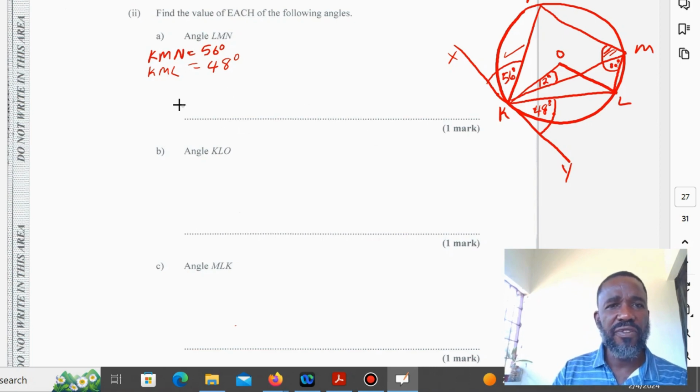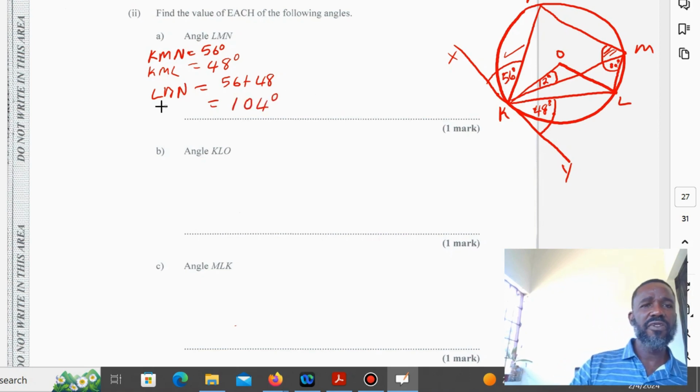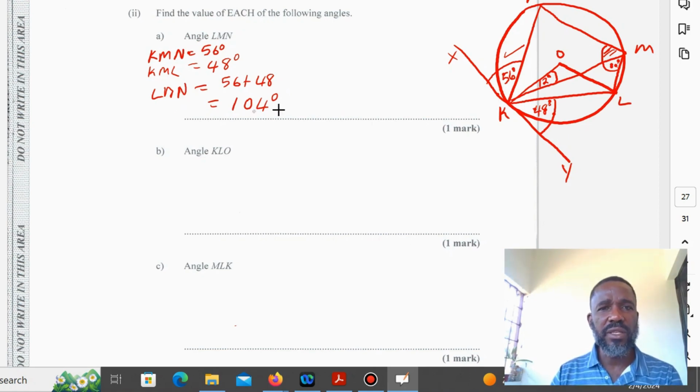Okay? So LMN is equal to the sum of these two angles, which is equal to 56 plus 48, and 56 plus 48 gives us 104 degrees. So therefore, angle LMN is equal to 104 degrees. Now, then we want to find the angle KLO.